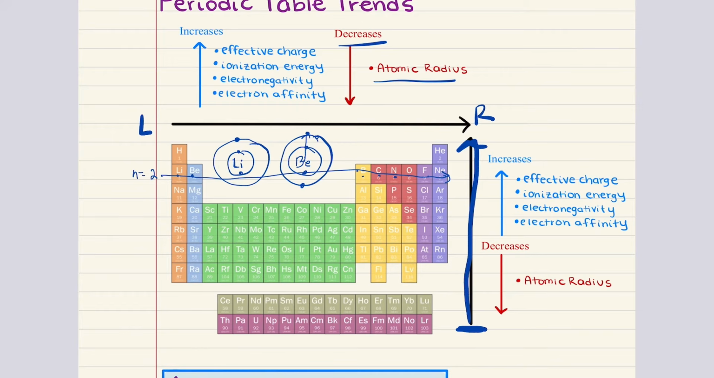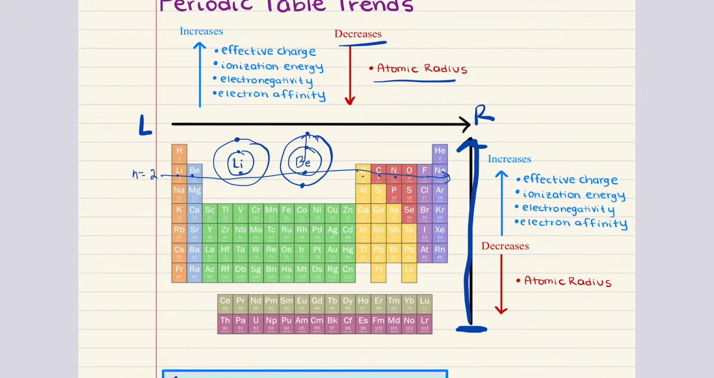What about the trend for atomic radius going from bottom to top? Going from bottom to top, the atomic radius decreases as you ascend a group. That's because fewer electron shells are present, which reduces the shielding effect and allows the nucleus to exert a stronger pull on the remaining electron shells. So going from bottom to top, atomic radius decreases. Okay, so that was atomic radius.